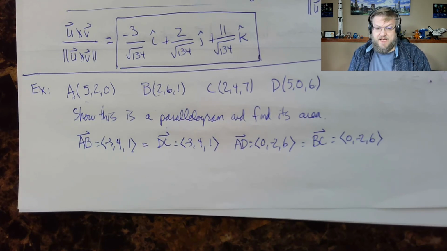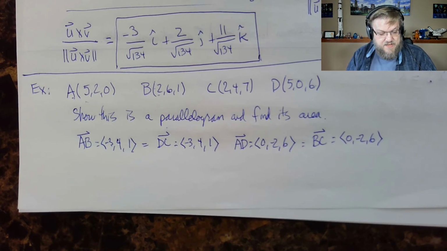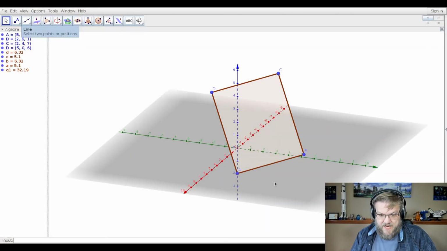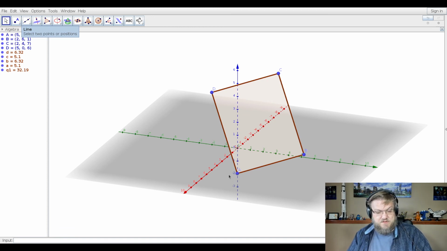thing. And that is going to be quite useful for the magnitude of the cross product. Now, the cross product of what two vectors? Let's go back to GeoGebra here. I just need to pick any two adjacent sides. So I can pick vector AB, and I can pick vector AD. AB and AD would do the trick. So let's go ahead and take the cross product of those.